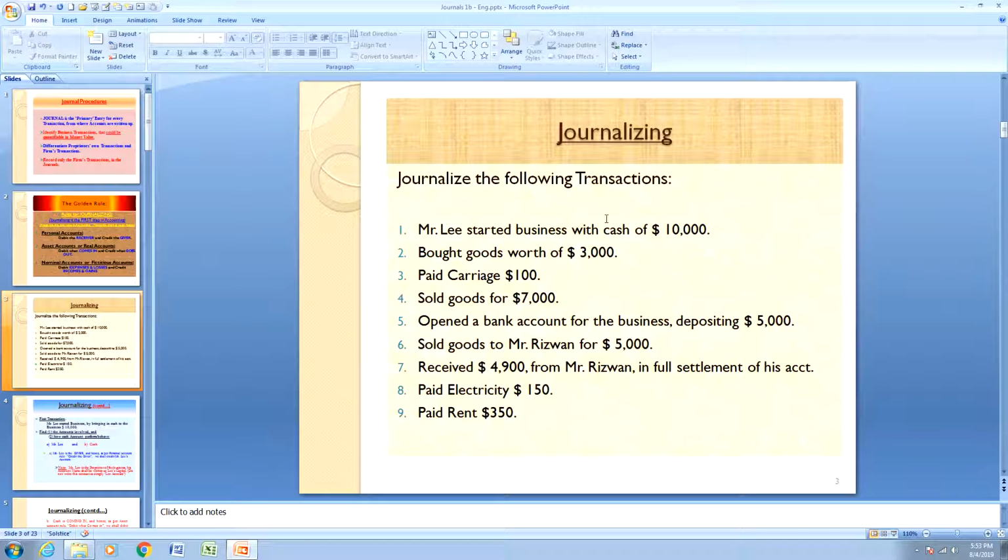Journalize the following transactions. Mr. Lee started business with cash $10,000, bought goods worth $3,000, paid carriages $100, sold goods for $7,000, opened a bank account for business depositing $5,000, sold goods to Mr. Rizwan for $5,000, received $4,900 from Mr. Rizwan in full settlement of his account, paid electricity $150, paid rent $350.